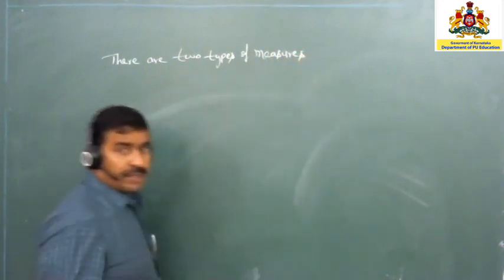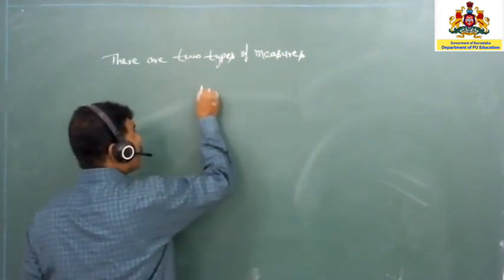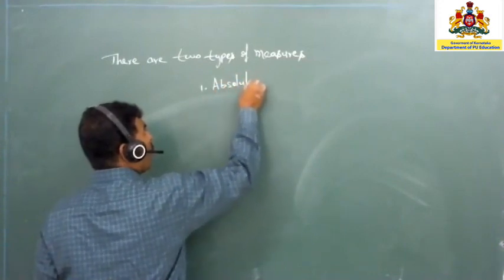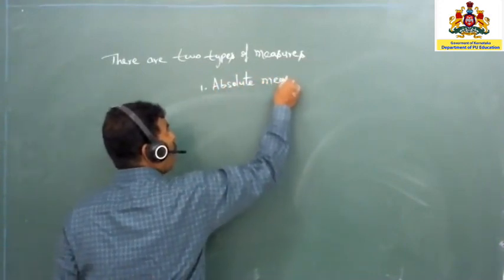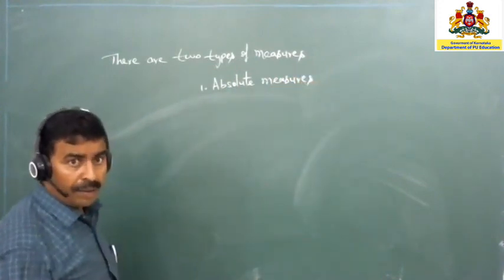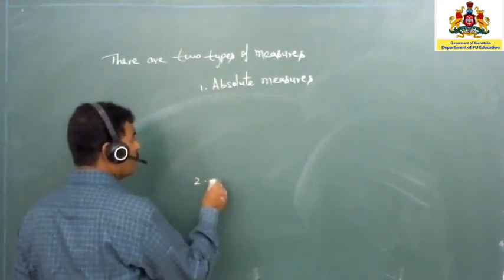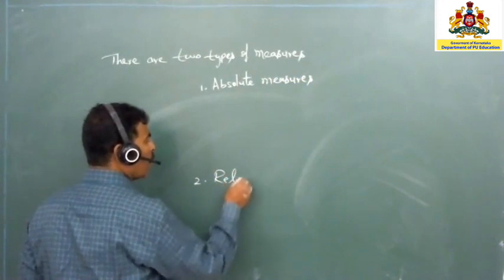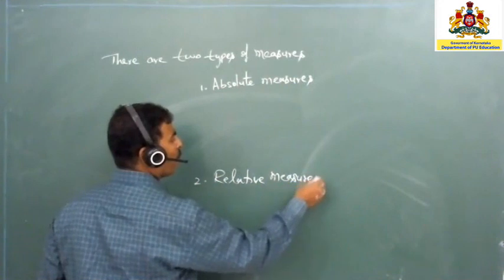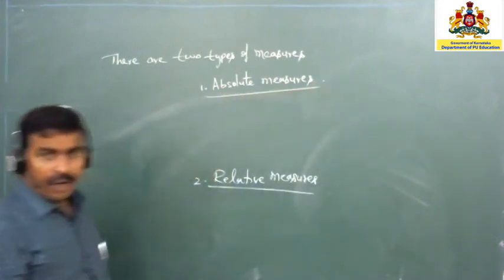There are two types of measures. First one is absolute measures, and the second one is relative measures. Absolute measure and relative measure.